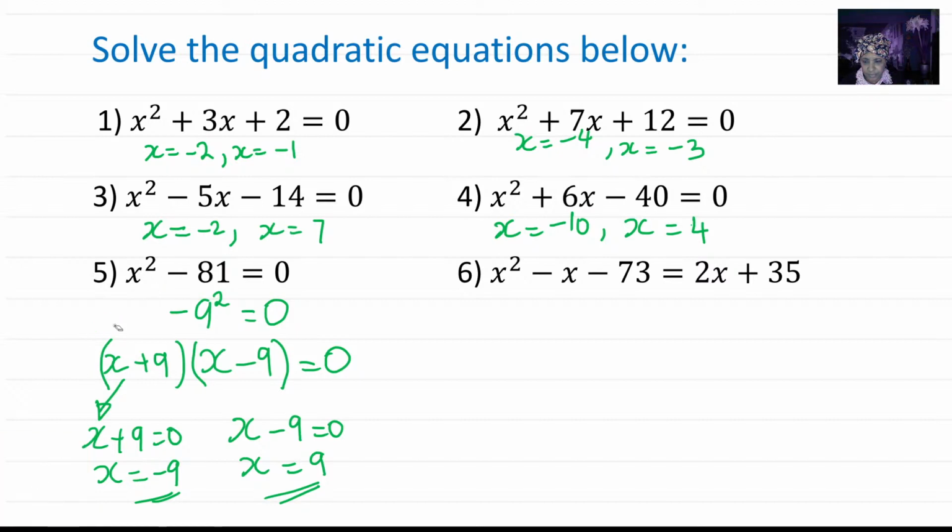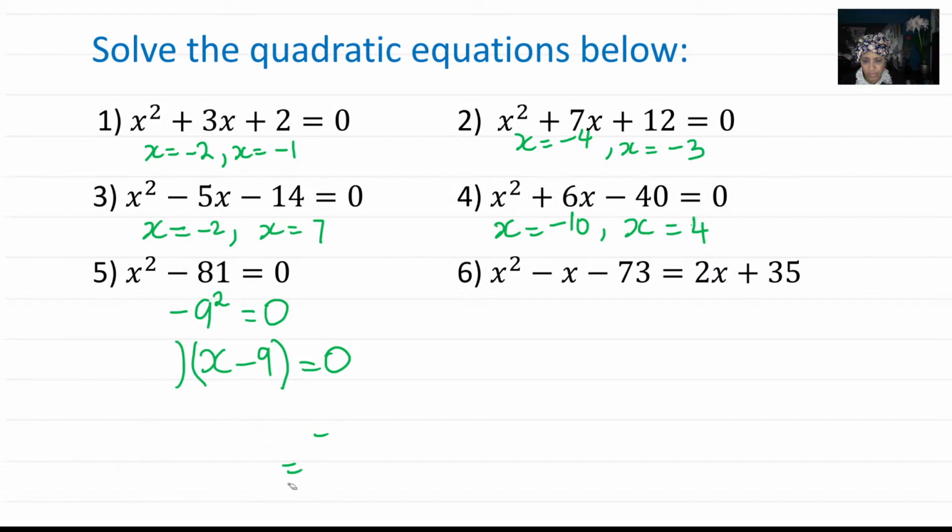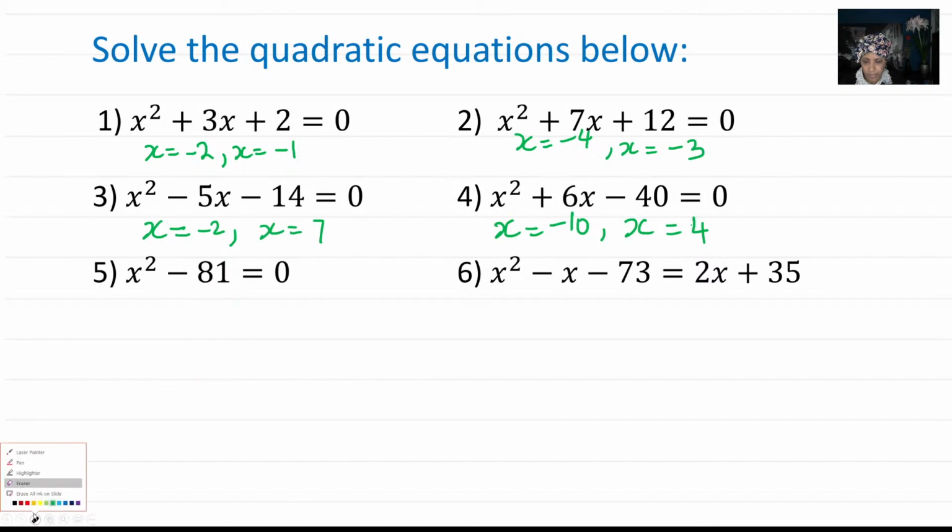So I'm going to take away this solution so I can do number 6, okay? Right, so for number 6, what we need to do is first rearrange and have one side equal to 0, which means we're going to take away 2x because it's positive on this side, and we're also going to take away 35, okay? So we're going to put this 2x next to the x.